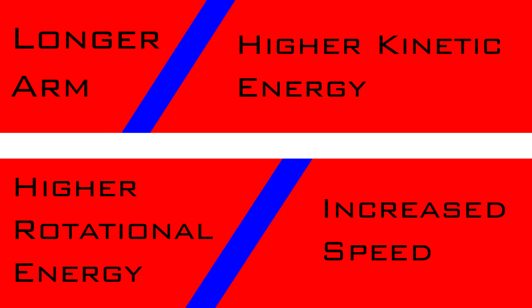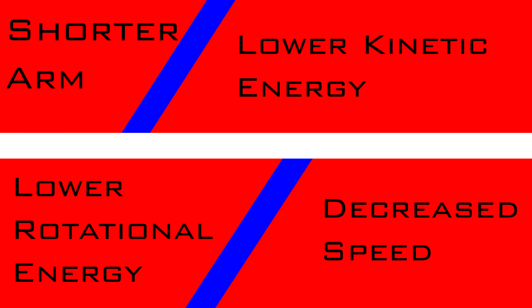drives the wheels. If the lever arm was longer, the kinetic energy of the arm would be higher, and as a result, the rotational energy of the wheels would be greater and the speed of the car would increase. If the lever arm was shorter, kinetic energy of the arm would be lower, resulting in a lower rotational energy and consequently a lower speed.